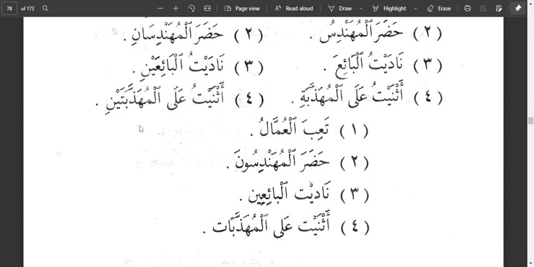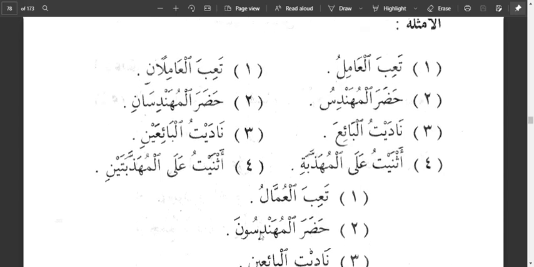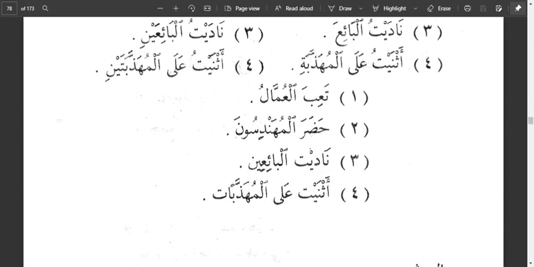Then the plural: we have ta'iba al-ummalu. The workers became tired. Hadara al-muhandisun. The engineers arrived. Nadaitu al-bai'in. I called the sellers. Athnaitu ala al-muhadhabat. I praised the cultured females. So these are the plural forms.